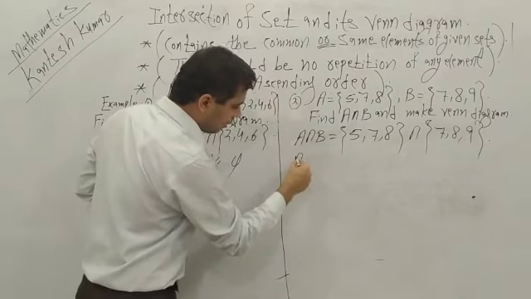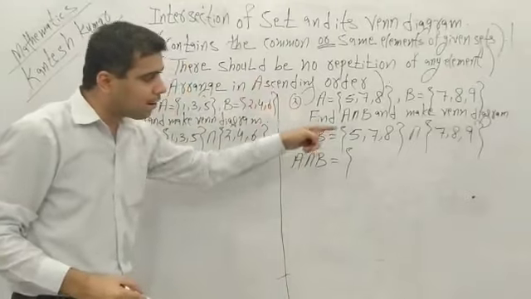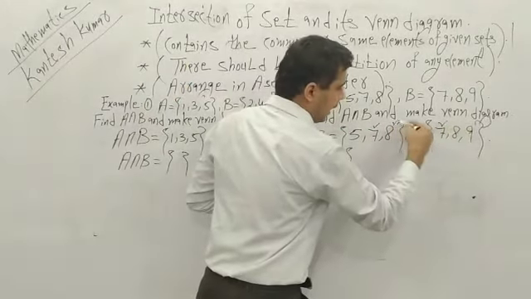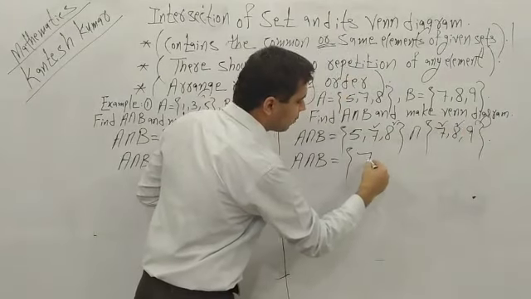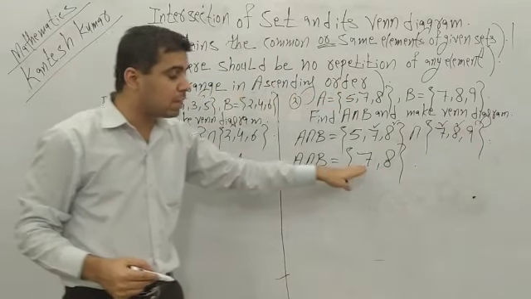My students, in these two sets, is there any common element? Absolutely, there are common elements. Those are 7 and 8. These are the two elements which are common in both sets. That's why the particular answer of this one will be 7 and 8.